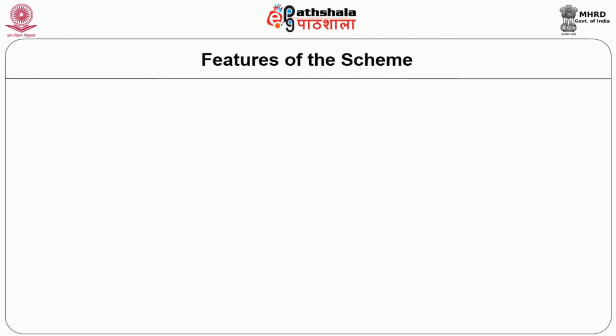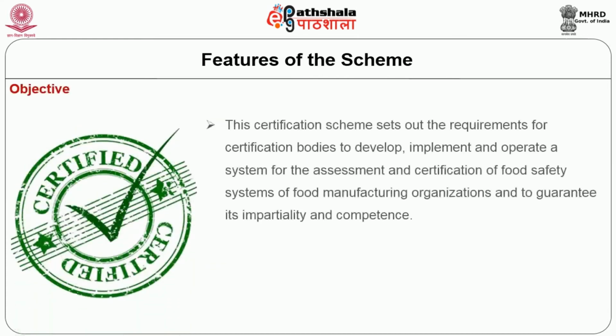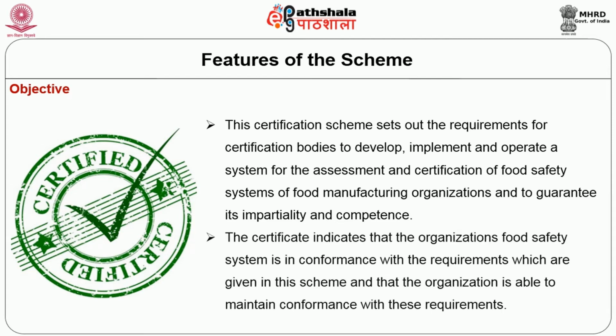Coming to the features of the scheme, the objective. This certification scheme sets out the requirements for certification bodies to develop, implement and operate a system for the assessment and certification of food safety systems of food manufacturing organizations and to guarantee its impartiality and competence. The certificate indicates that the organization's food safety system is in conformance with the requirements given in this scheme and that the organization is able to maintain conformance with these requirements.